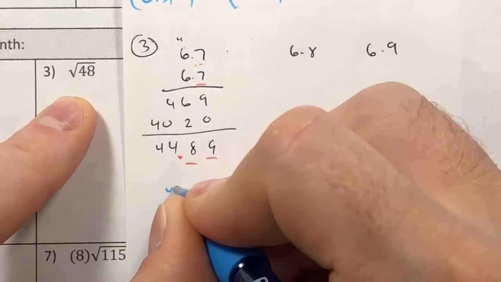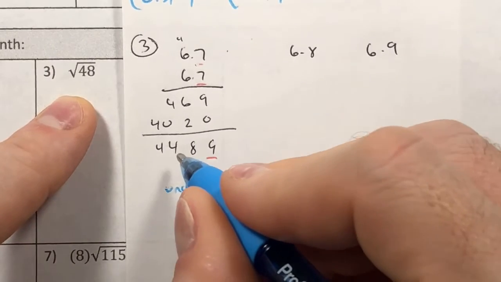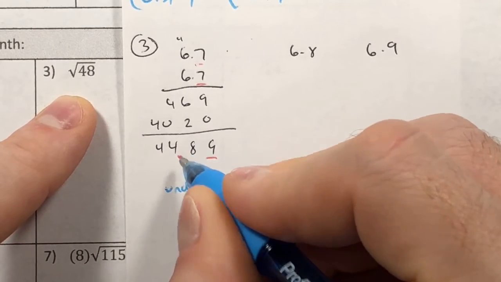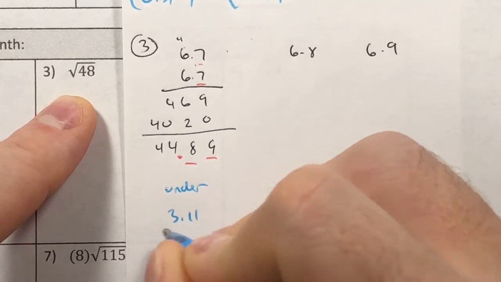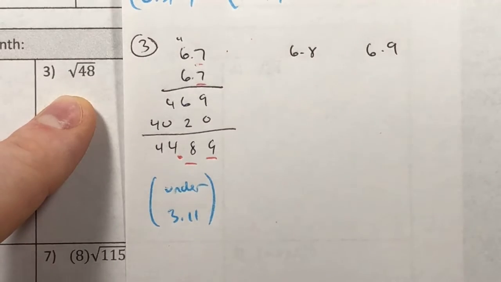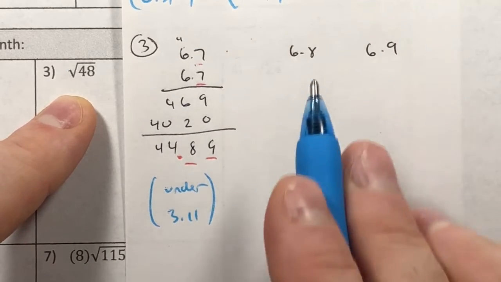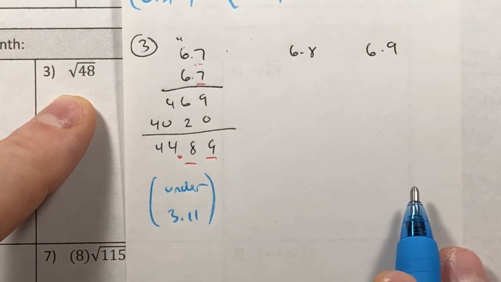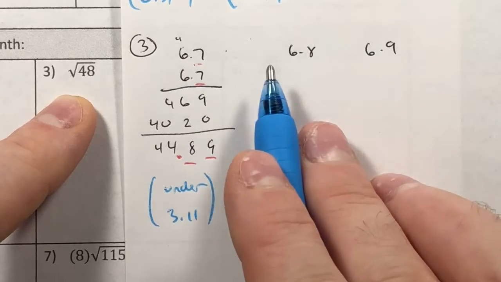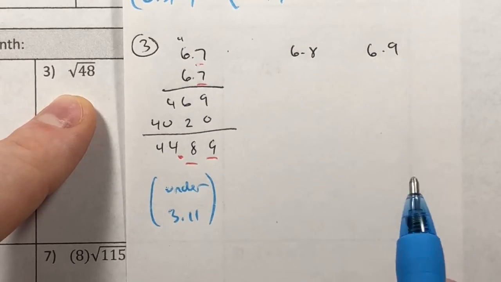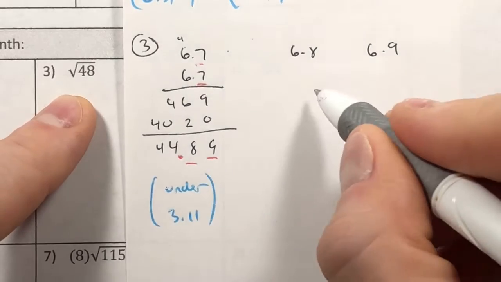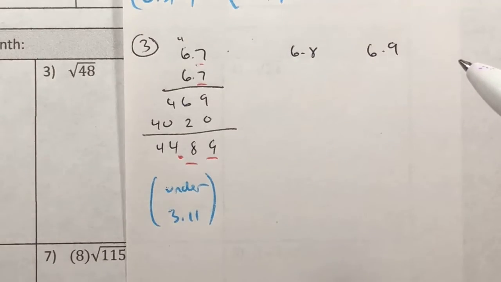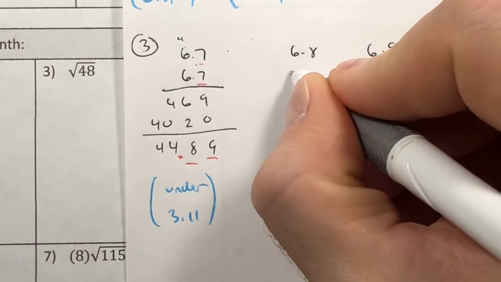I'm actually really off on this. I am under by, let's see, 48 minus 44.89, that's going to be 3.11. I'm way off, which means I definitely need to move up and try either 6.8, or I could skip 6.8 and move straight to 6.9. I'm going to try 6.8 just so we can see that we're getting closer to it. You can go ahead and skip 6.8 and do 6.9, but I'm going to do the long way.